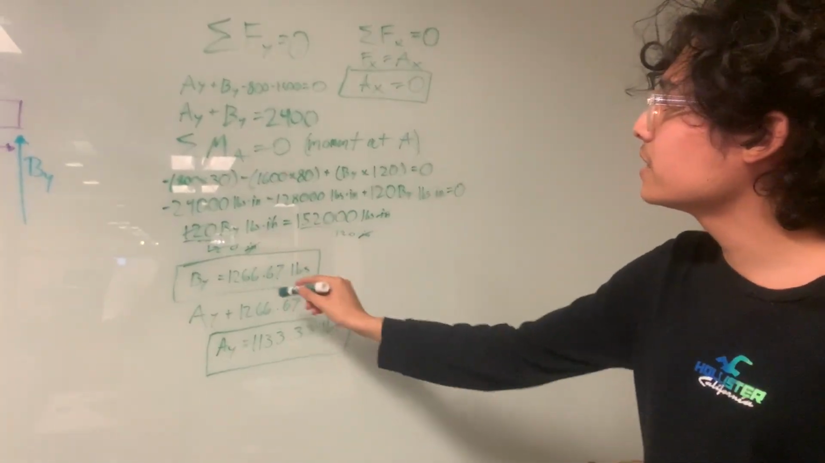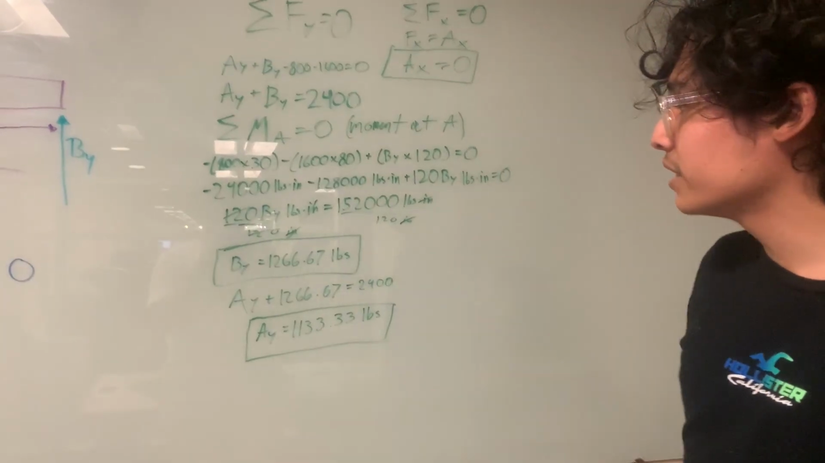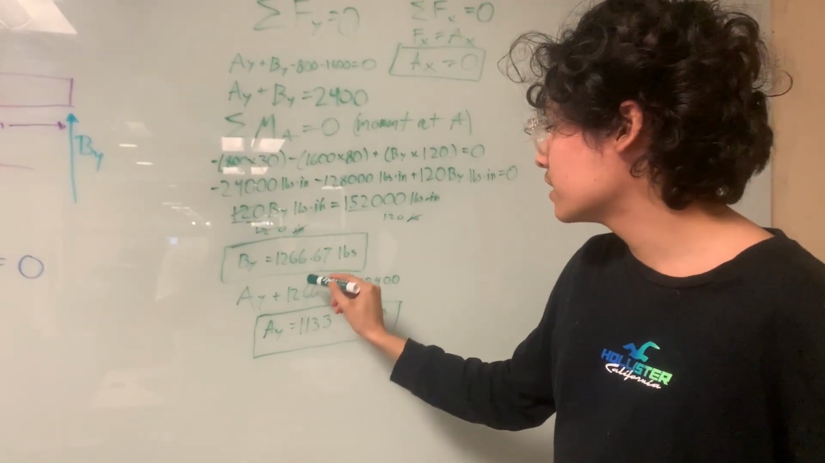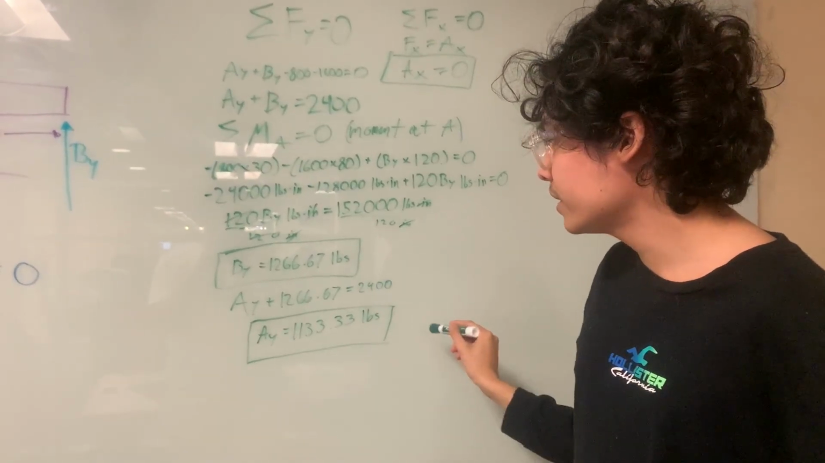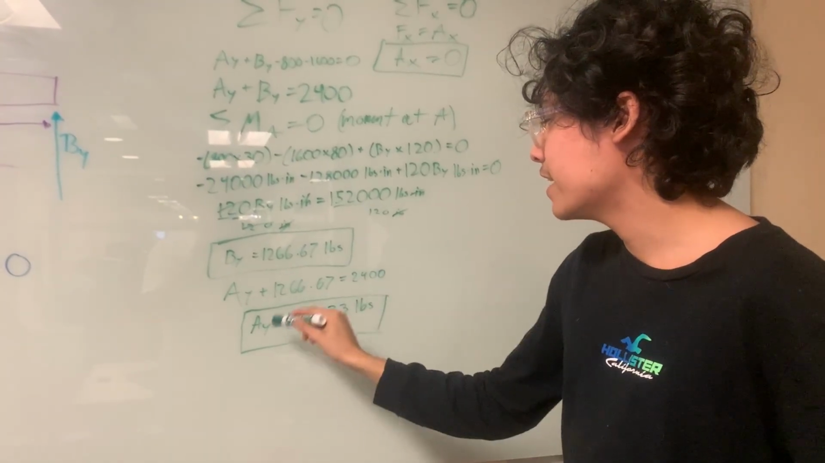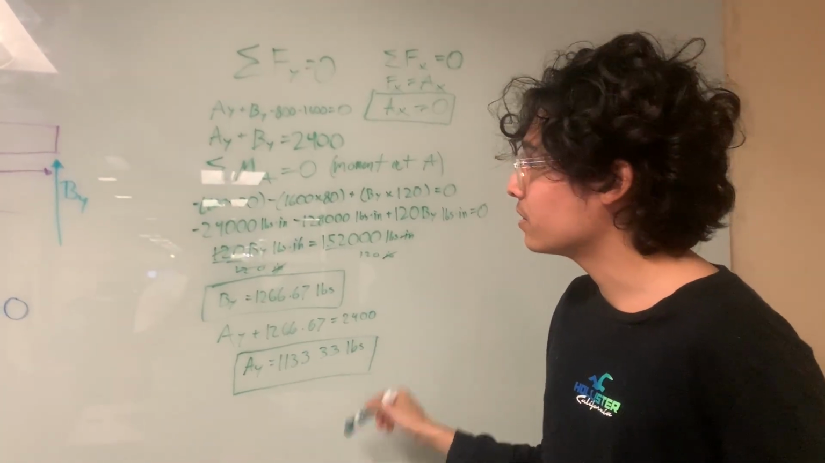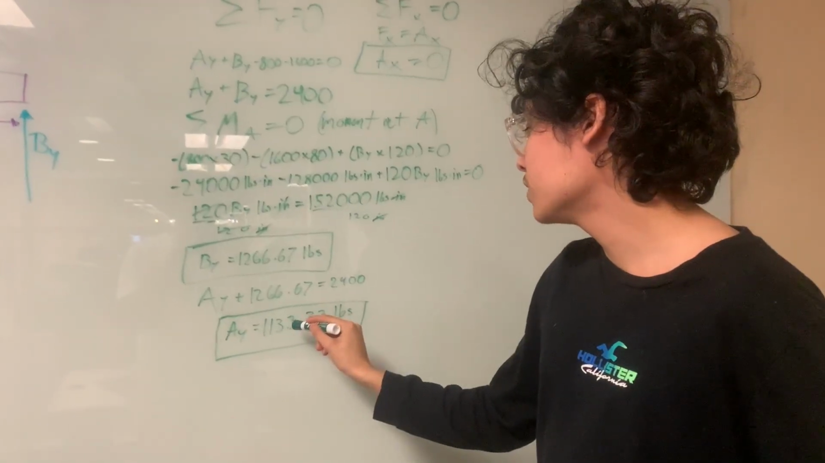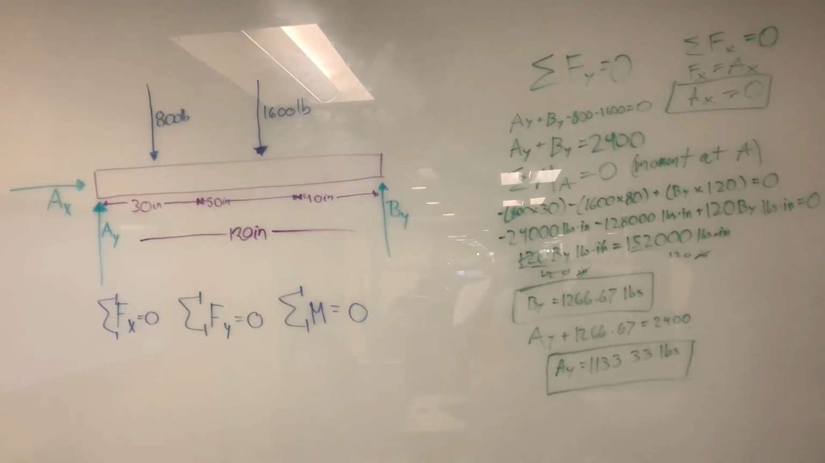Now we can plug this number back into A of Y plus B of Y is equal to 2,400 to get A of Y plus 1,266.67 is equal to 2,400. Subtract on both sides, and we get A of Y is equal to 1,133.33 pounds, which means that there's 1,133.33 pounds of force being applied upwards at point A.